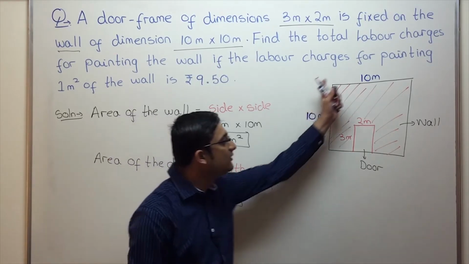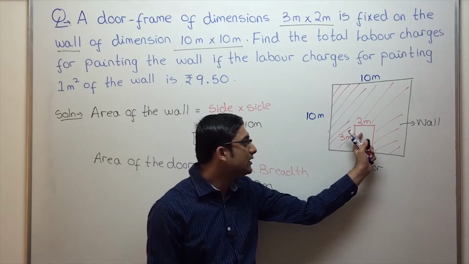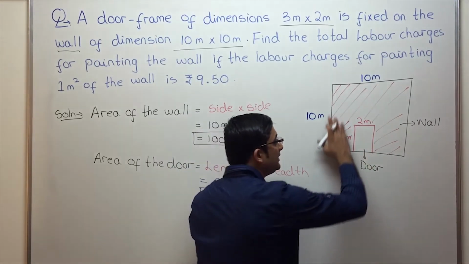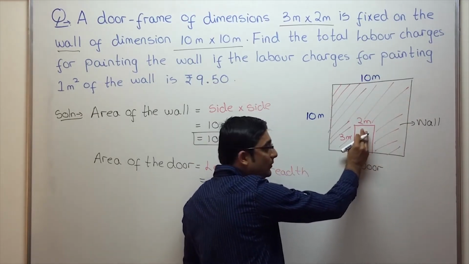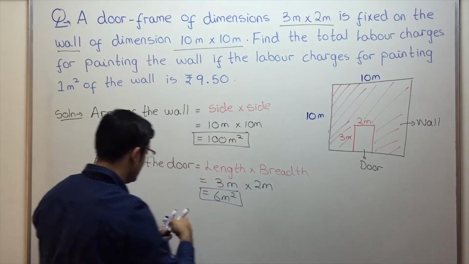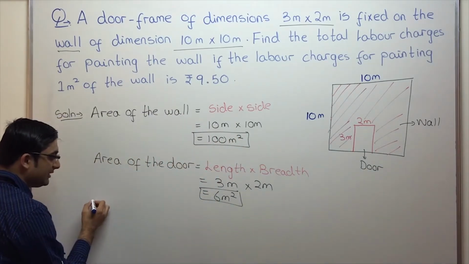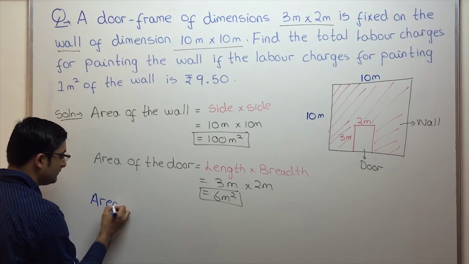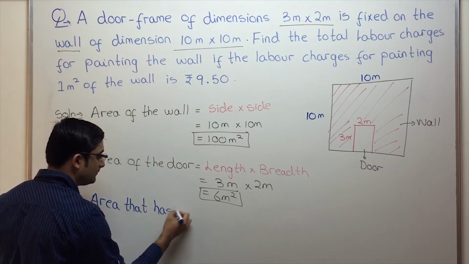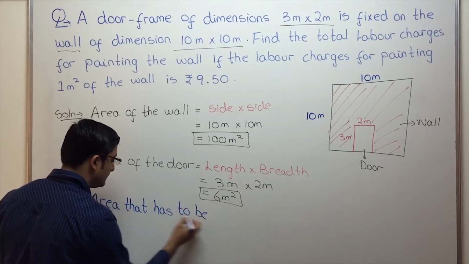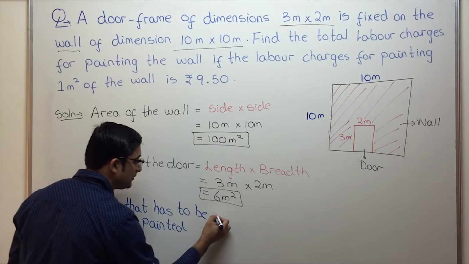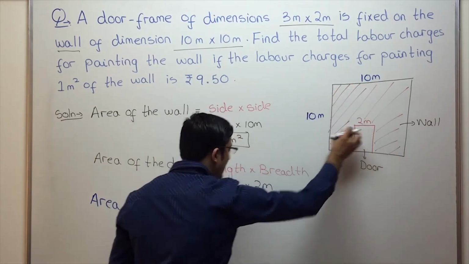So see, what is the area of the wall? 100 square meters. What is area of the door? 6 square meters. So what is the area that has to be painted? The entire wall except the door. We don't want to paint the door. So area of the wall minus area of the door. So that is the area that has to be painted, which is equal to area of the wall minus area of the door.